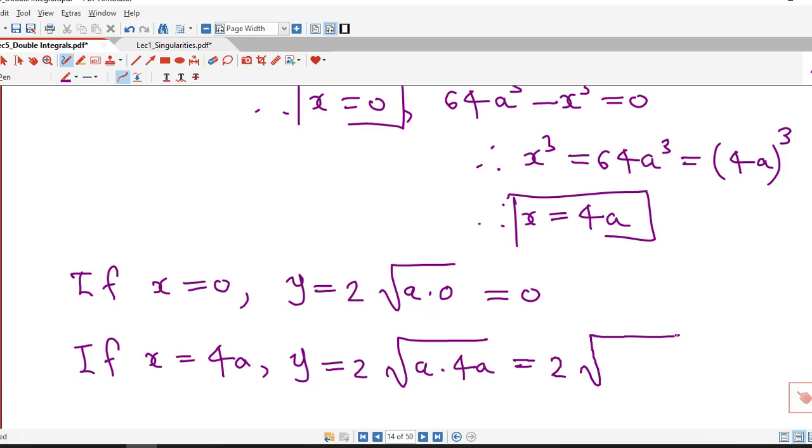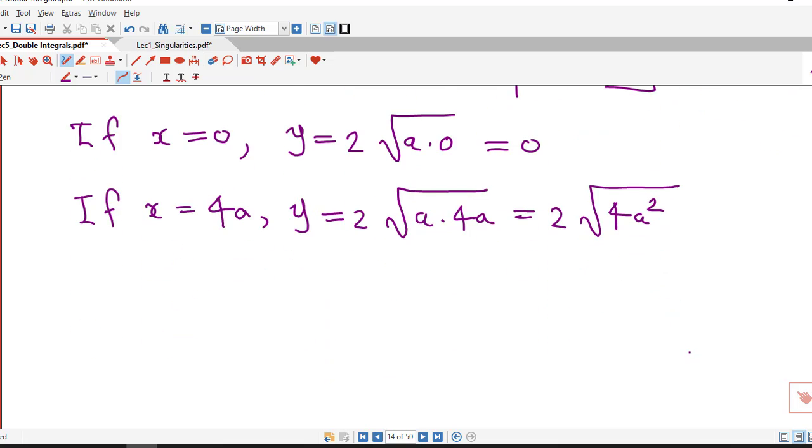And if x equal to 4a, y equal to 2 times under root a into 4a, so this is going to be 2 times square root of 4a square. Okay, this is 4 into a square. So here we have square root of 4a square is plus or minus 2 into a, that means y is equal to plus or minus 4a.